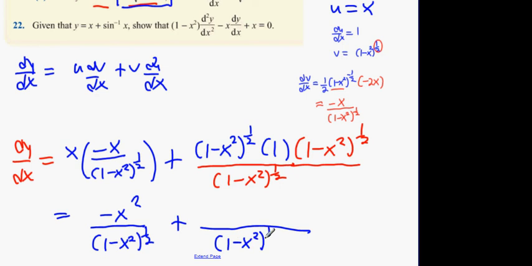And then what's happening next, guys, is what happens when you multiply 1 minus x squared to the power of half by 1 minus x squared to the power of half. What do you get? 1 minus x squared, okay?